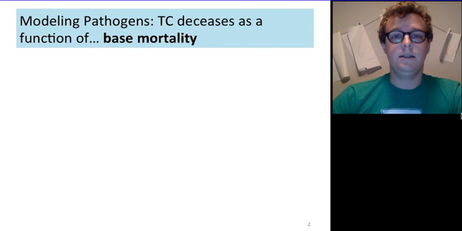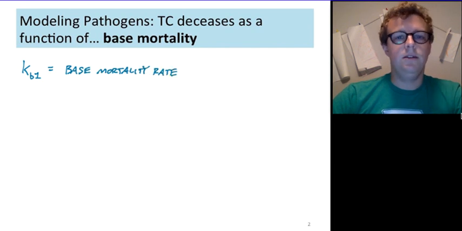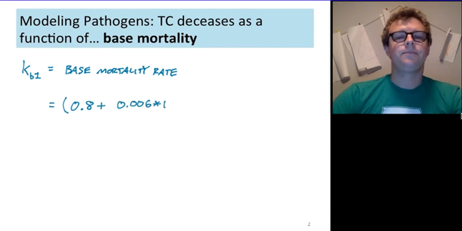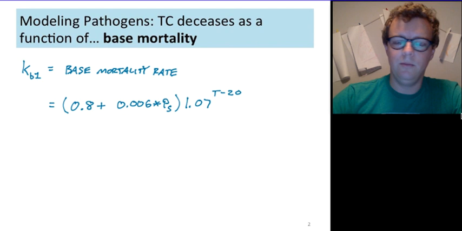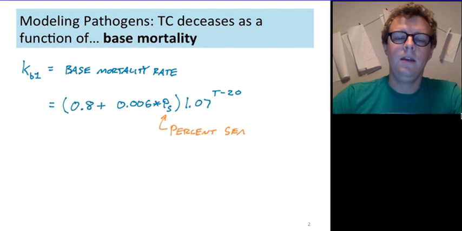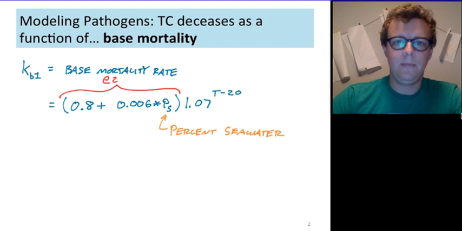Basically, three processes. The first one is base mortality. Things die. And so Chopra uses a KB1 to represent this. That's a rate coefficient, so a per time units. And our rate law looks something like this: 0.8 plus 0.006 times PS times 1.07 to the t minus 20. And so that PS is percent of seawater in this expression. So in saltier water, we expect faster mortality.